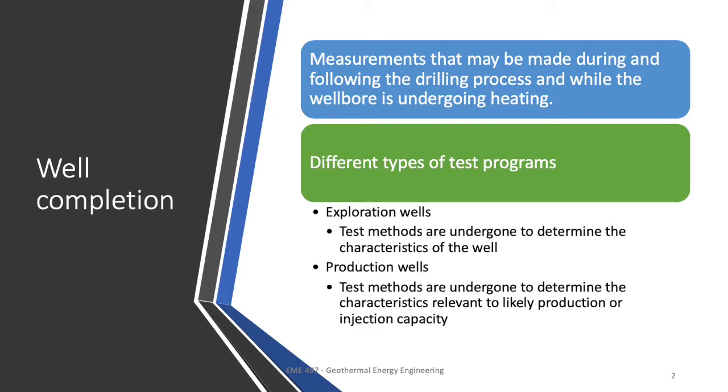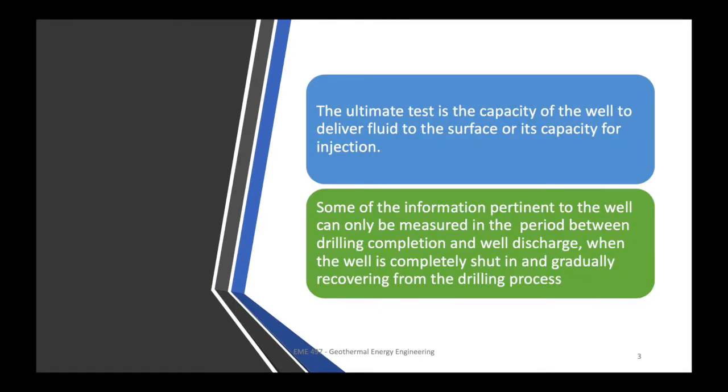For exploration wells, the test methods are undergone to determine the characteristics of the well, while for production wells, the test methods are undergone to determine the characteristics relevant to likely production of the well or its injection capacity. The ultimate test is the capacity of the well to deliver fluid to the surface or its capacity for injection.